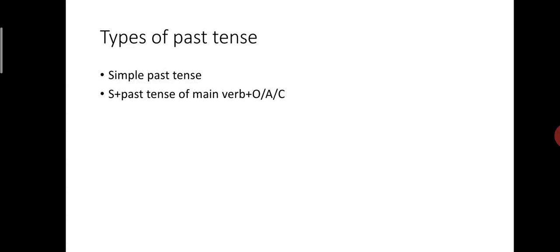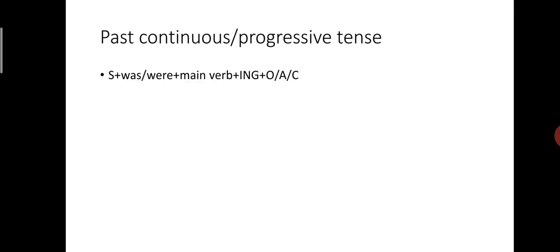Next, past continuous or progressive tense. Structure: subject plus was or were plus main verb plus ing plus object or adverbial or complement. Its use is to refer to action that had begun in the past and was in progress at that time. For example, Anand was studying very hard in college days.